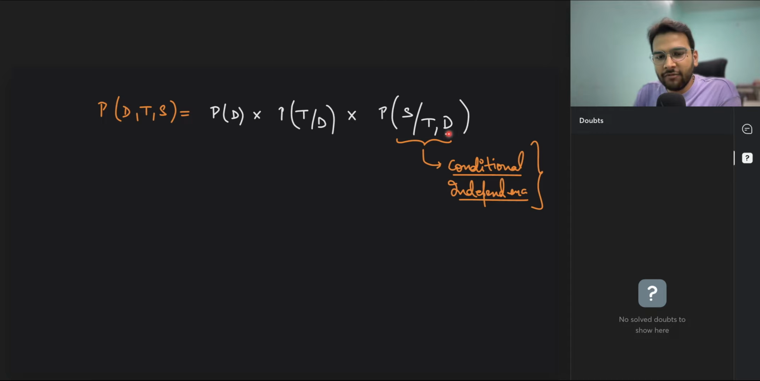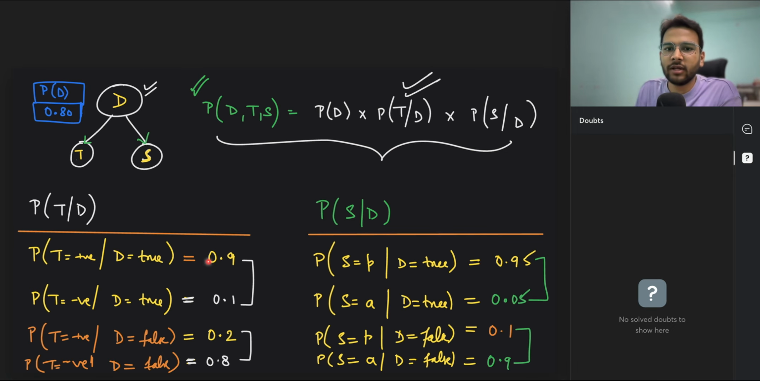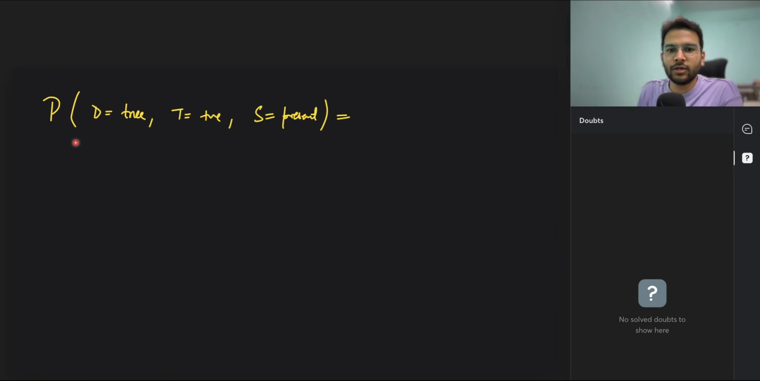So here, given D, carefully see this. D is given, that is the given cause, and effects are conditionally independent of each other. So you can simply write like this: P of D into P of T given D into P of S given D. And this is what we have here also. Is this clear? So now are you able to relate how we are using the concept of conditional independence and Bayes theorem together? Crystal clear?